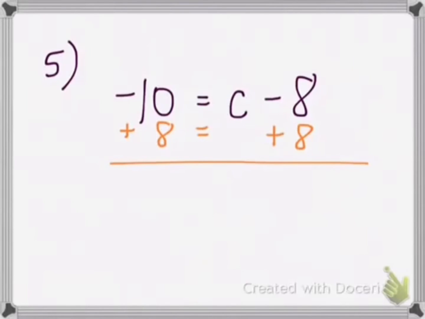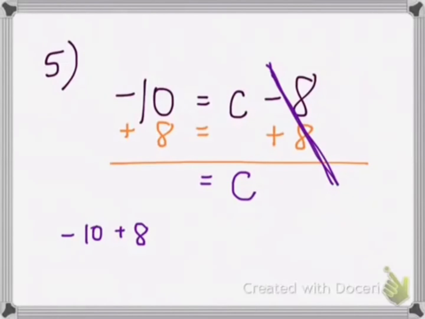And then on my right side, the -8 plus 8, those are opposites, so then they're going to cancel out, so I'm left with c. These cancel out again because remember it equals 0. Bring down my equal sign. And then on the left side, I can do -10 plus 8. Remember, if my signs of the integers are different and I'm adding, I can just really subtract. 10 minus 8 I know is 2, and since 10 has the greater absolute value, it's going to be negative, so our answer is -2.